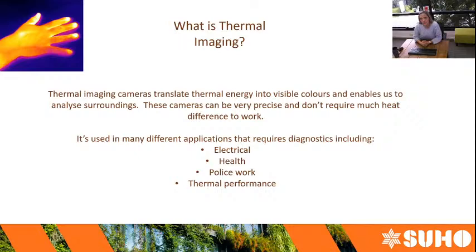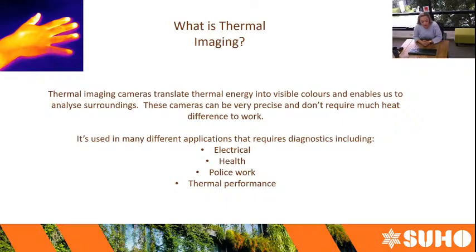So thermal imaging, a definition of thermal imaging is that thermal imaging cameras translate thermal energy into visible colours, which enable us to analyse surroundings. So they show very clearly temperature differences, and they can also sometimes show reflectance. So highly reflective surfaces do show up as different colours, which can be a little bit deceiving. So it's important that you understand what you're looking at when you use a thermal camera. But they're very good at picking up, obviously, temperature differences because they're thermal cameras, and they're quite accurate.